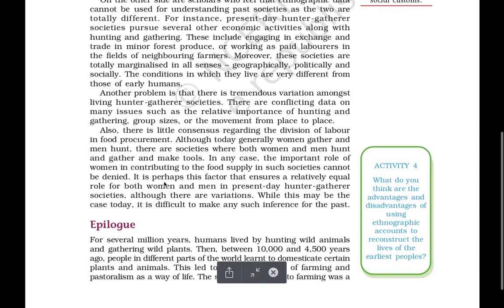Also, there is little consensus regarding the division of labor in food procurement. Although today generally women gather and men hunt, there are societies where both women and men hunt and gather and make tools. In any case, the important role of women in contributing to the food supply in such societies cannot be denied. It is perhaps this factor that ensures a relatively equal role for both women and men in present day hunter gatherer societies, although there are variations.